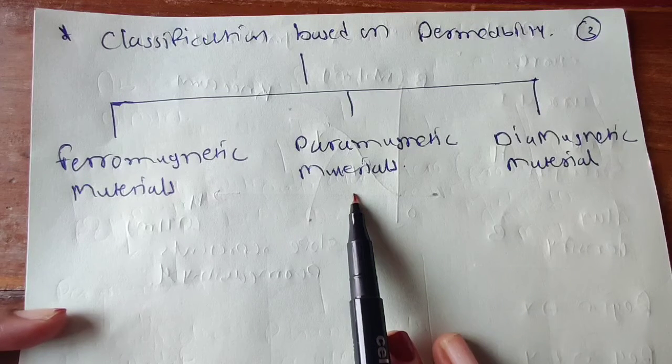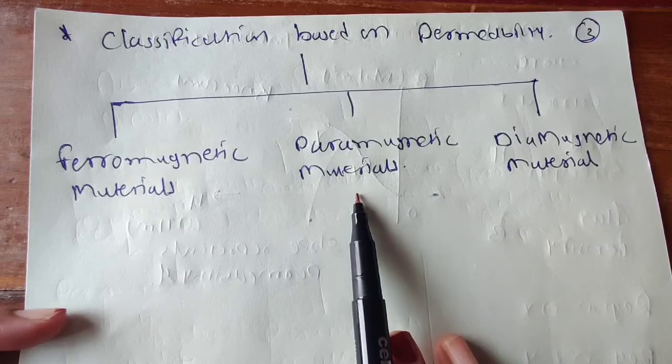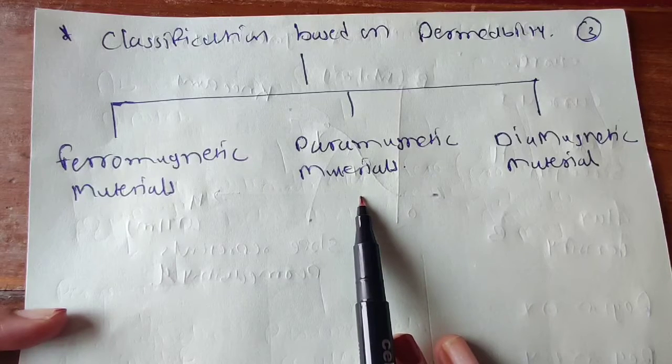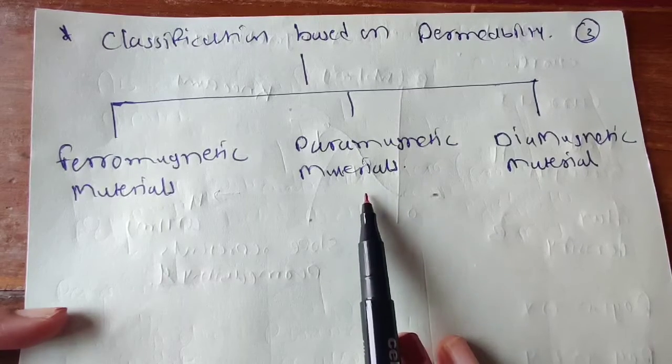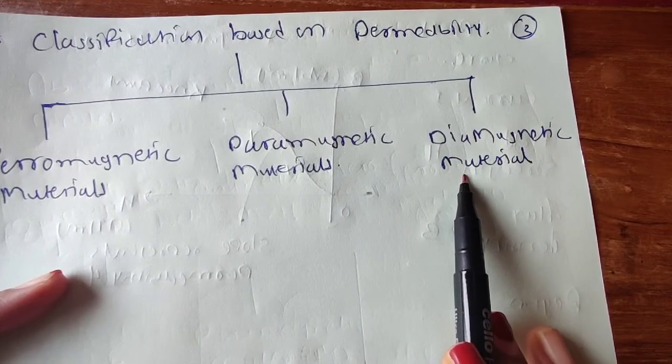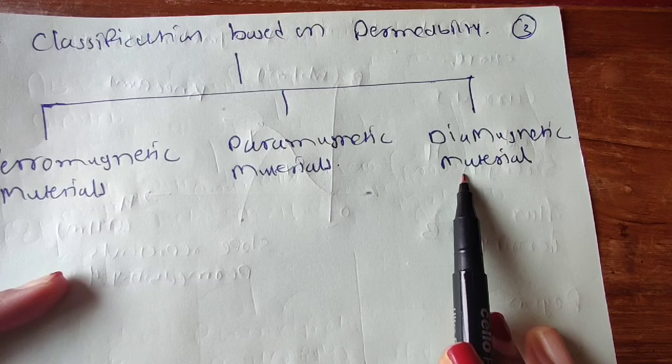in a magnetic field, there is a negligible distortion in the field. The force exerted by the magnetic field on this material is very weak, and this paramagnetism is analogous to the polarization process in dielectric material. Now the third material is called a diamagnetic material. For this material the relative permeability is always slightly less than 1.